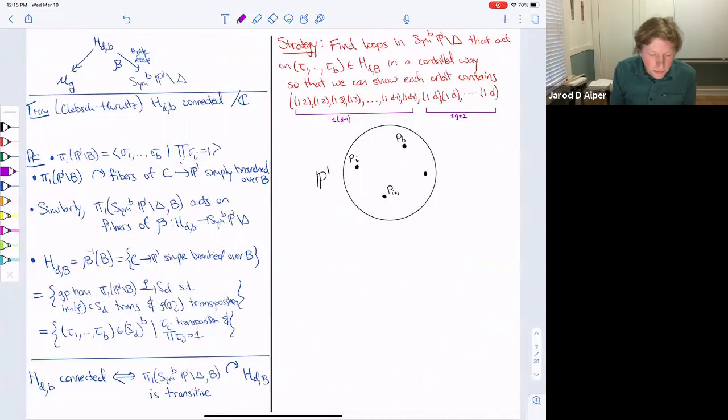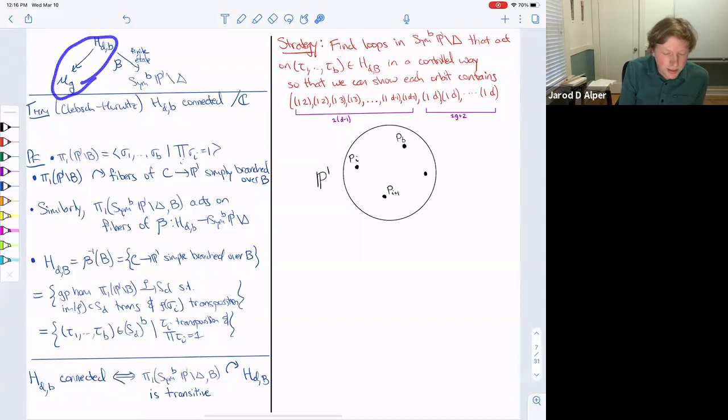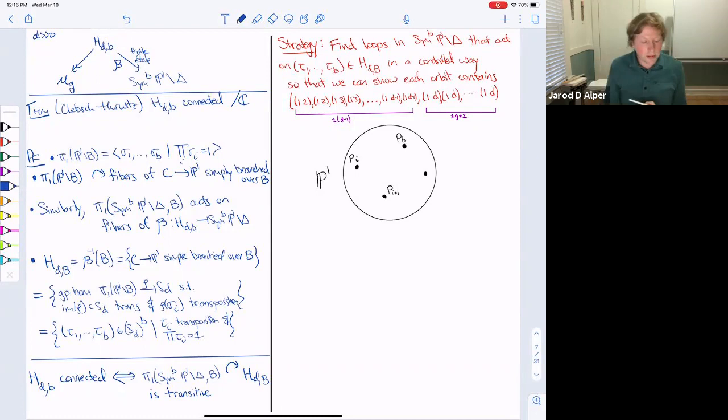So this picture here reminds us what we have. And our goal is to prove this theorem here, that the Hurwitz space is connected over the complex numbers. Right, and I think the first lemma proved that this map was surjective, right? That as long as D is sufficiently large, every curve admits a simply branched cover. So this map is surjective.